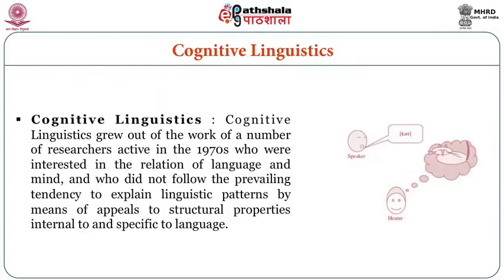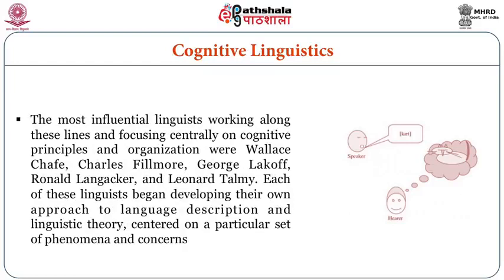In the same way, cognitive linguistics grew out of the work of a number of researchers active in the 1970s who were interested in the relation of language and mind and who did not follow the prevailing tendency to explain linguistic patterns by means of appeals to structural properties internal to and specific to language. The most influential linguists working along these lines and focusing centrally on cognitive principles and organization were Charles Fillmore, George Lakoff, Ronald Langacker, and Leonard Talmy. Each of these linguists began developing their own approach to language description and linguistic theory centered on a particular set of phenomena and concerns.